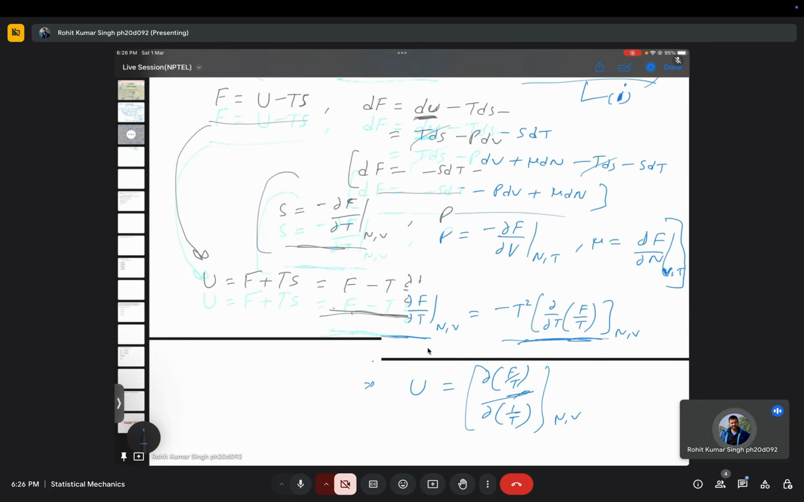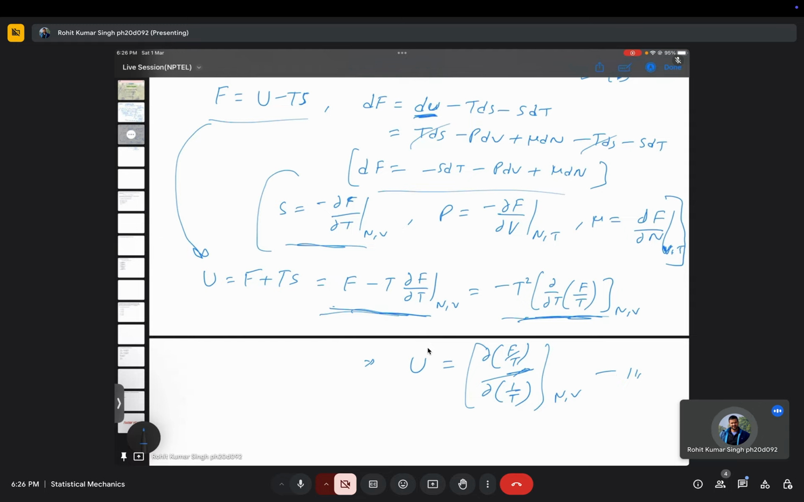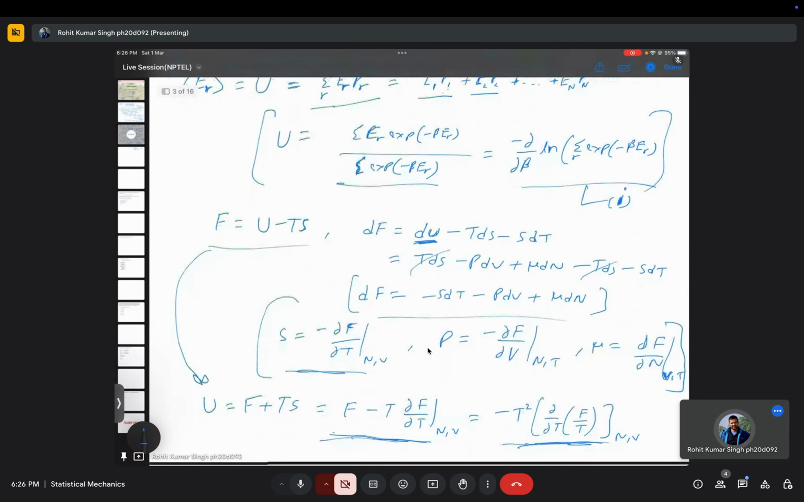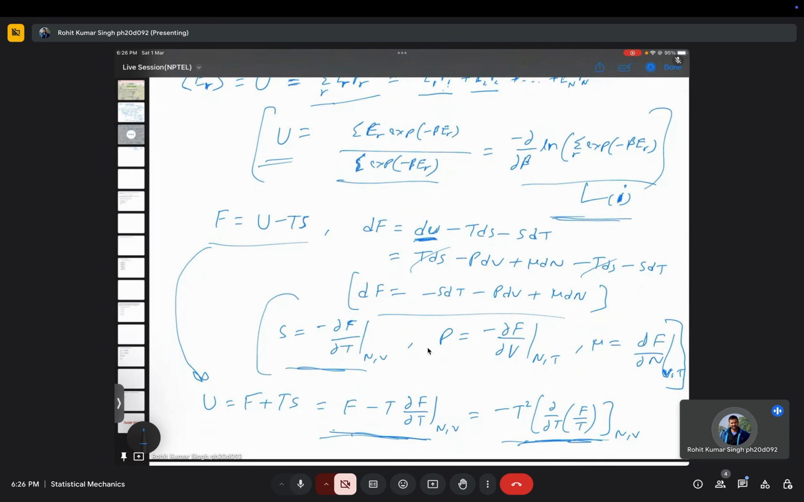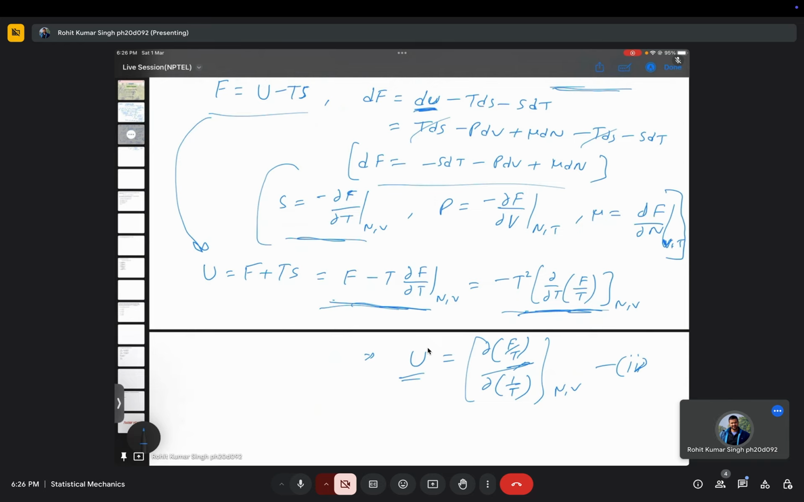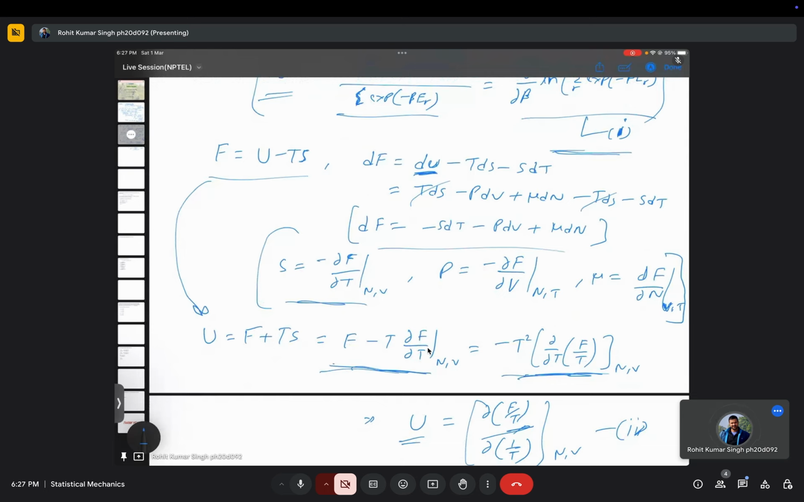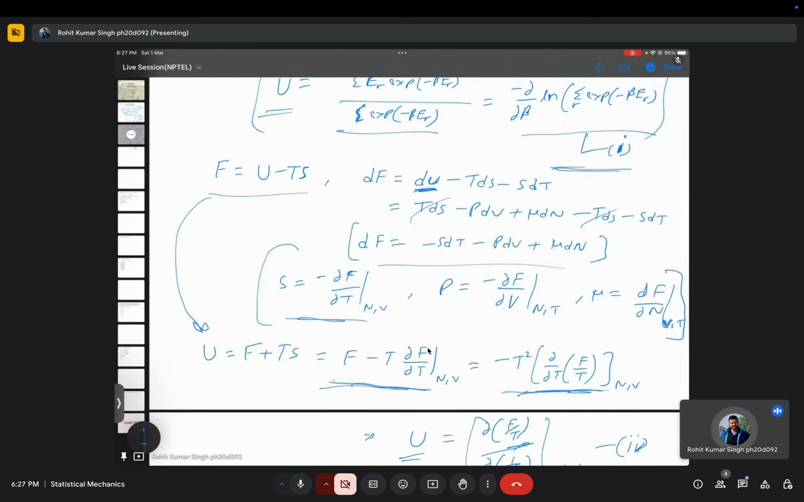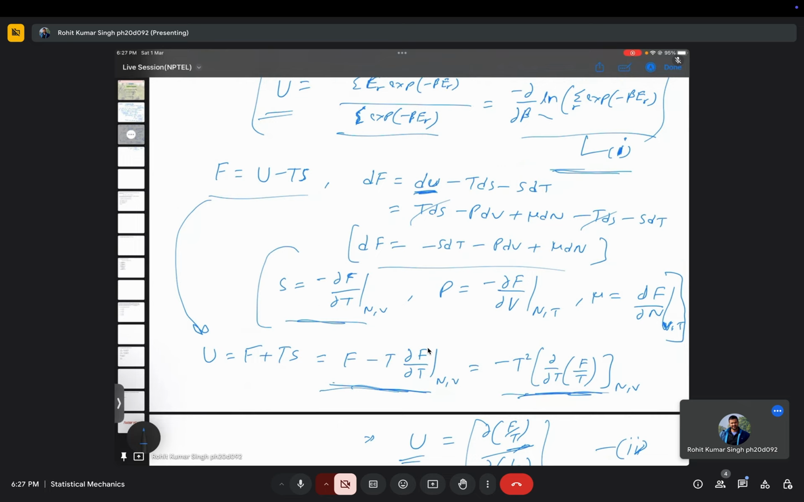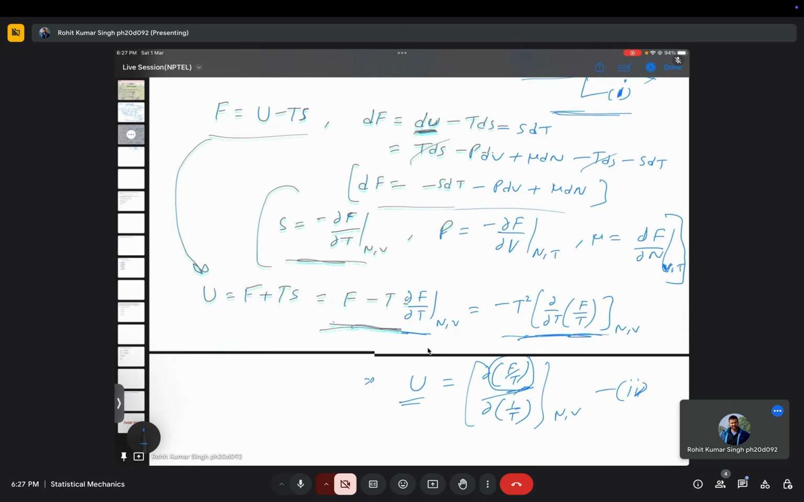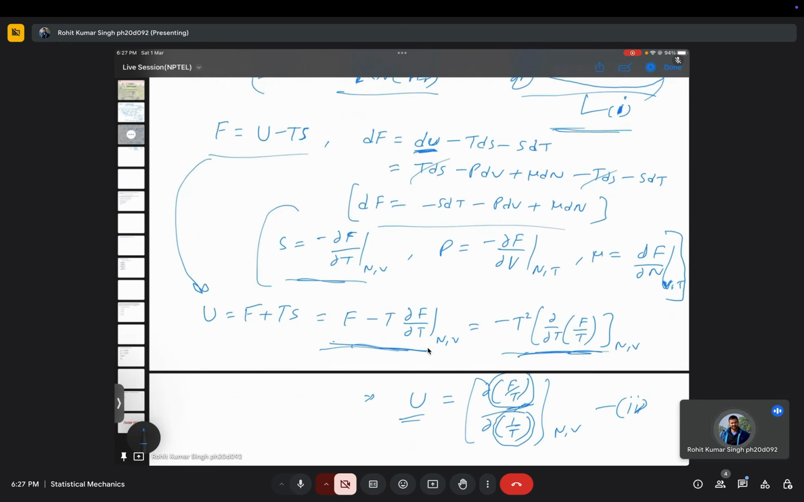And so this is equation 2. If you compare equation 1, which is here, this is also an expression for internal energy, and this is also an expression for internal energy. If you compare both, you can see that log of this thing is equal to F by T here, right? And beta is looking like 1 by T here, right?